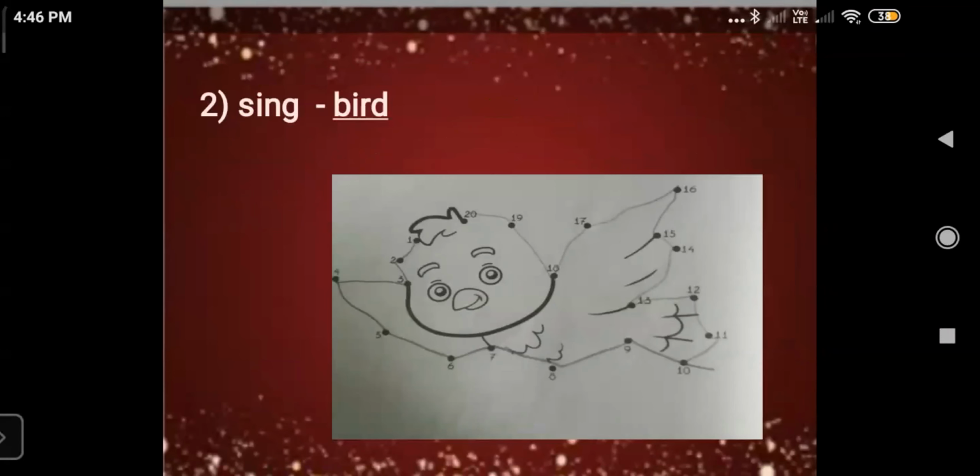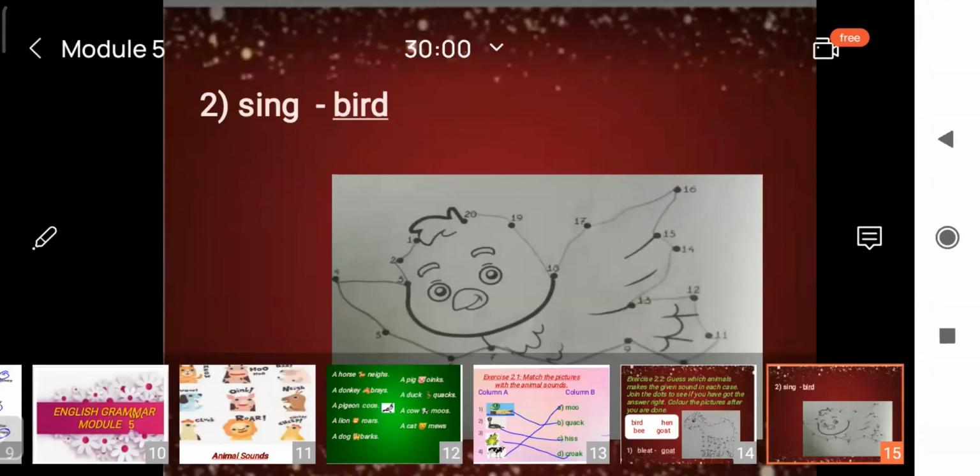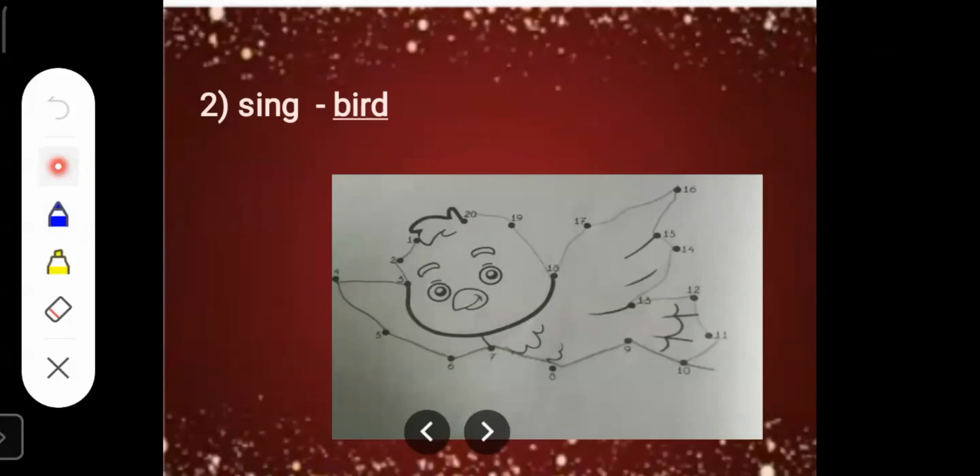Next is the same thing here also, children. Next, what is given over here? Sing. All birds sing, isn't it? So the word sing is given. Who can sing? Birds, isn't it? So you will write bird. And after writing bird, you will join the dots and you can see a picture of a bird is formed.